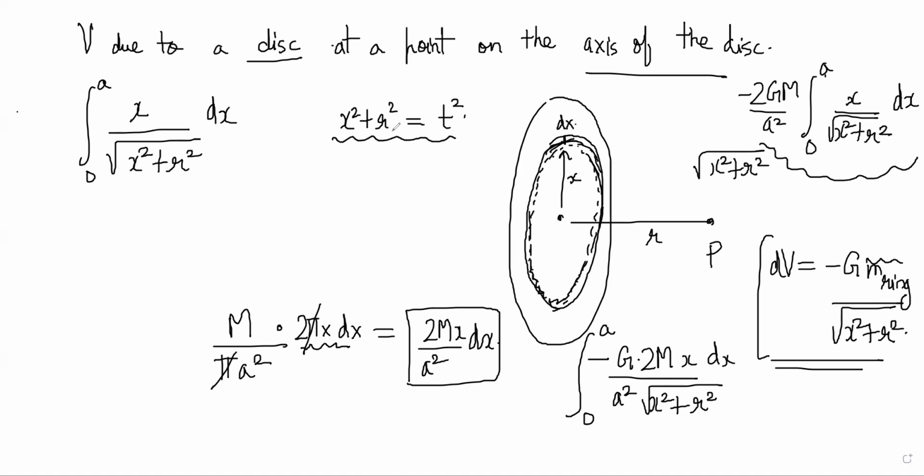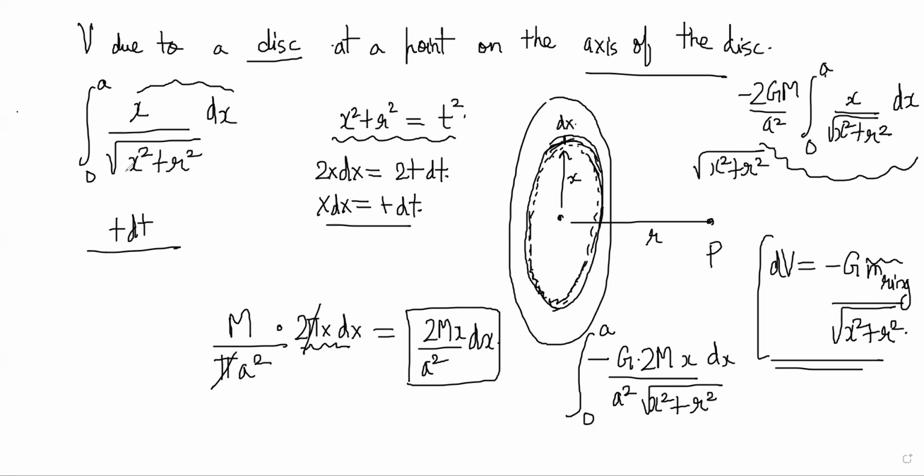Okay. If I do this and I differentiate this, I'll get 2x dx is equal to 2t dt. And then I will be able to say that x dx is basically t dt. So I can replace the top part with t dt and replace the root here. It will be root over t then.